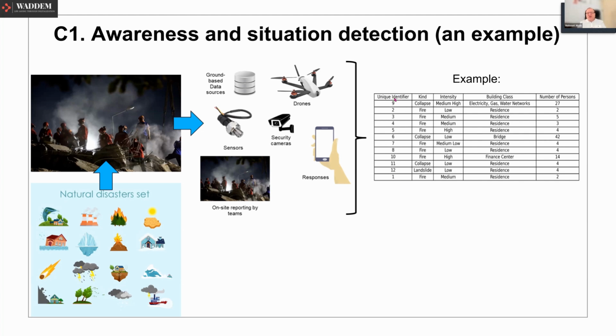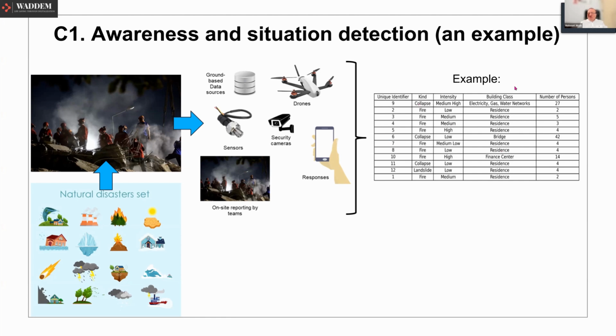The first column represents the unique identifiers of each disaster instance, meaning that we give a unique identifier to each disaster instance. For example, this one is 9. What has happened? Collapse. Other things may also happen, of course, after an earthquake, like fires, like landslides, and so forth. Then we try to determine, by means of digital techniques, the intensity of a particular disaster instance. Then the location and what has happened, what is the effect. So it may affect, for example, networks, electricity, gas, water networks, residences, bridges, finance center, meaning banks here. And we try to also determine the number of persons involved. So this is a very important phase, of course, and this is what we call awareness and situation detection.